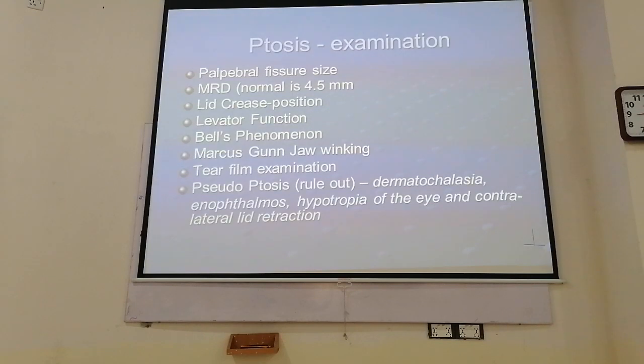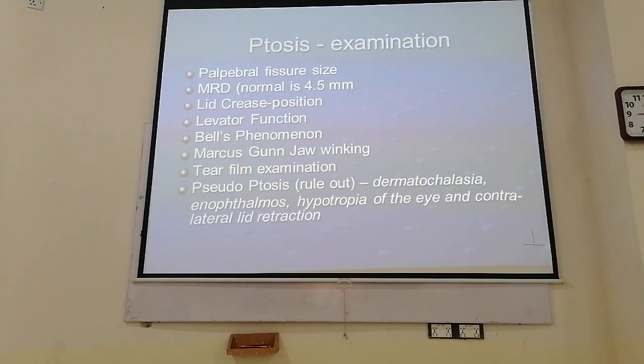Number one, palpebral fissure height. Palpebral fissure height is measured by a transparent ruler, and it is the distance between the upper eyelid margin and lower eyelid margin from the center. It is called palpebral fissure height or vertical fissure height, and it is very simple to measure. Not a very big thing. In ptosis it will be decreased. Normally it is 10 to 12 millimeter.